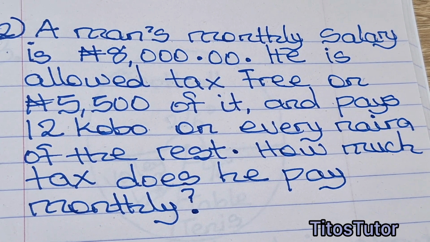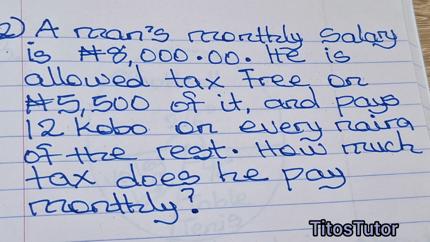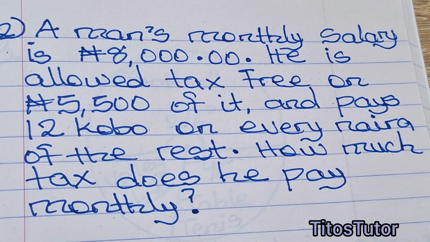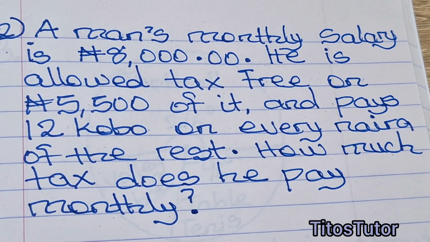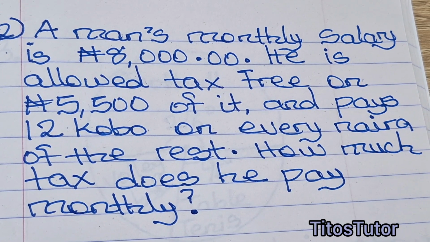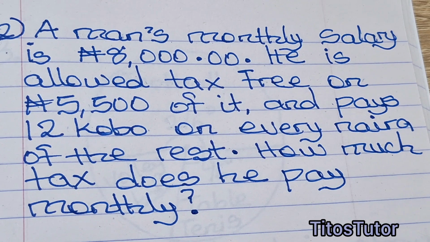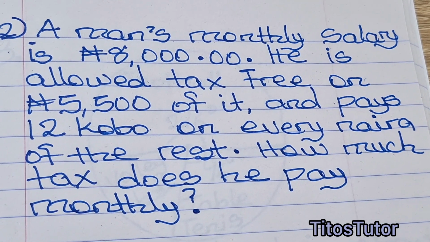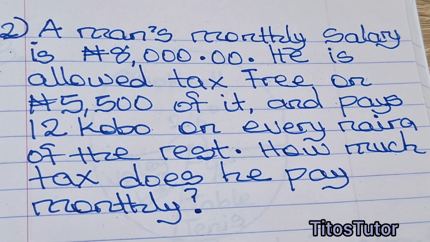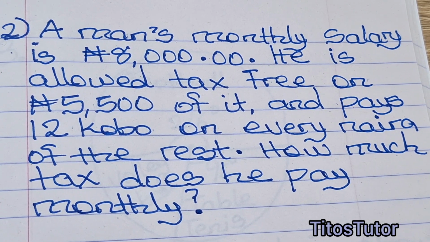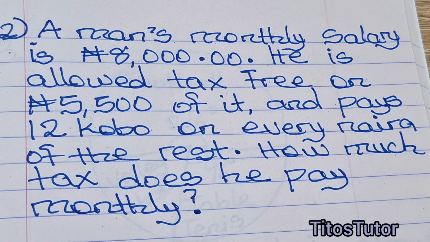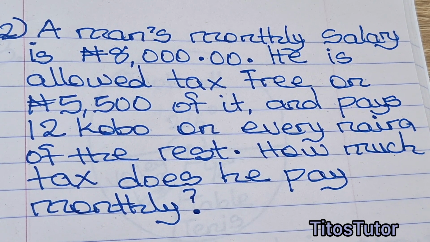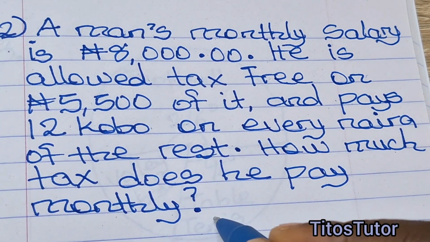So remember that his salary is 8,000 naira. So I'm going to subtract the tax-free amount, which is 5,500. Then for the rest, for every naira, he pays 12 kobo. So I'm going to multiply by 12 to know how much he's going to be paying as tax every month. So subtraction first.